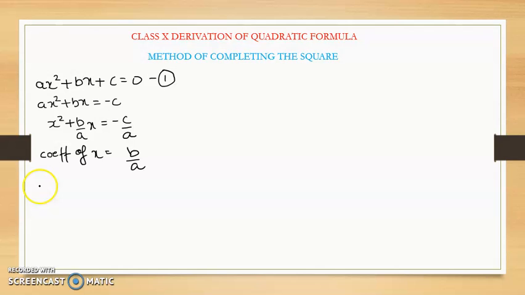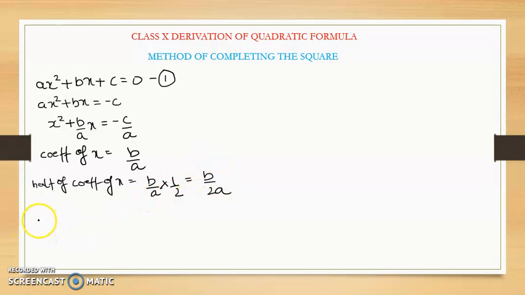Now if I take half of the coefficient of x, this will become b upon a into 1 by 2. So I will get half, which is equal to b upon 2a. Clear, students? Are you following? So I am getting half of the coefficient of x. Understood how we have taken half? Divide by 2, so this is b upon 2a.